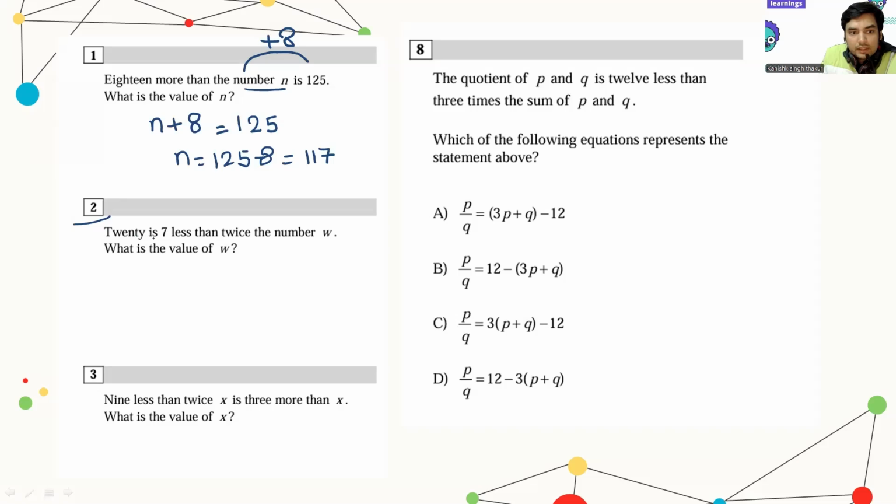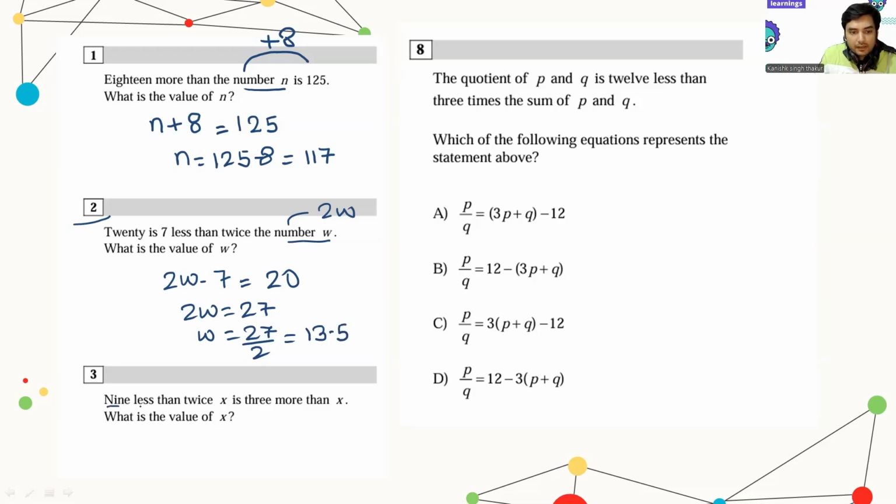Okay, now 20 is 7 less than twice the number w, right? So this is my number w. I'll twice it, so it's 2w. I have to make it 7 less, so 2w, take away 7, is giving you 20. Right? So this is what it is. Whatever you solve, 27 divided by 2, you'll get the number. 2w is equal to 27. So w is equal to 27 divided by 2, which is 13.5.